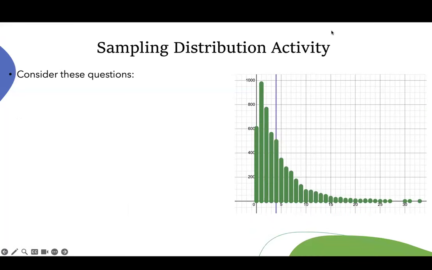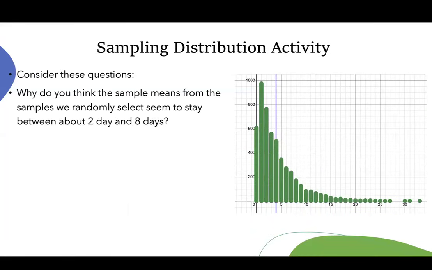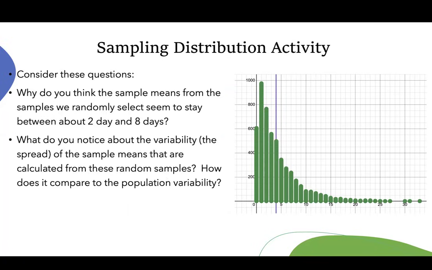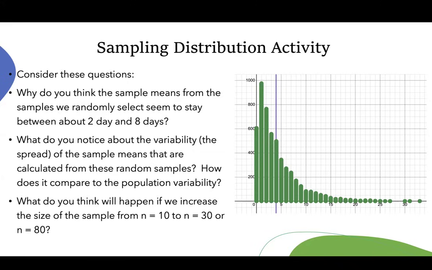So let's consider some questions. Why do we think the sample means seem to stay near that vertical line? They seem to stay between about 2 days and 8 days. Besides that, what do we notice about the variability? The spread of the sample means that are calculated from these random samples. How does it compare to the population variability?